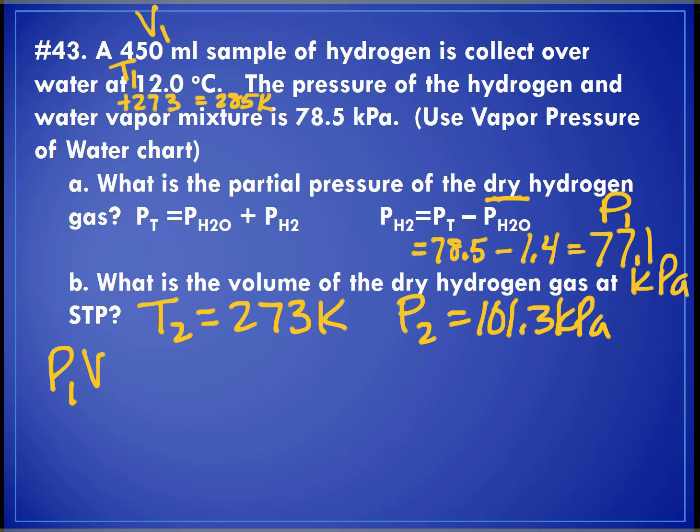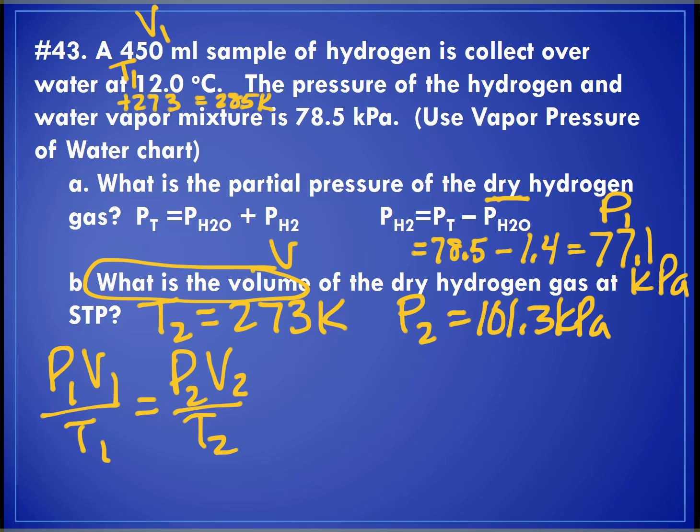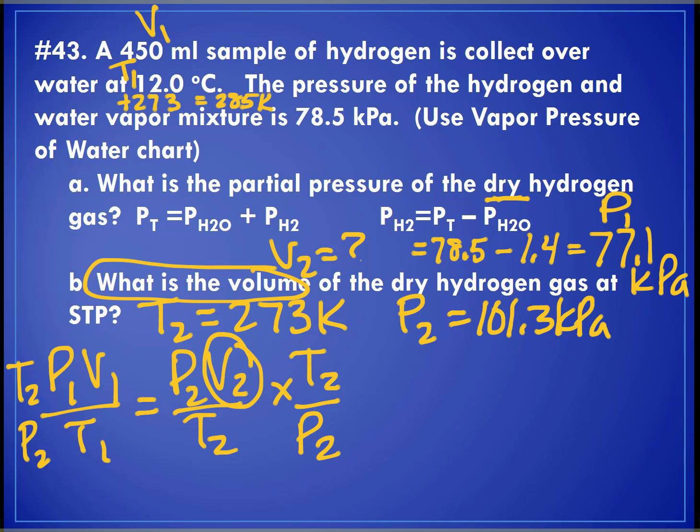So P1 times V1 over T1 equals P2 times V2 over T2. And it says, what is the volume? So that's what I need to find, my V2. So I want to solve for my V2, so I'm going to multiply by T2 and divide by P2. And what I do to one side, I have to do to the other. So this is going to cancel, and I'm going to be left with V2 equal to this combined gas law, just rearranged.